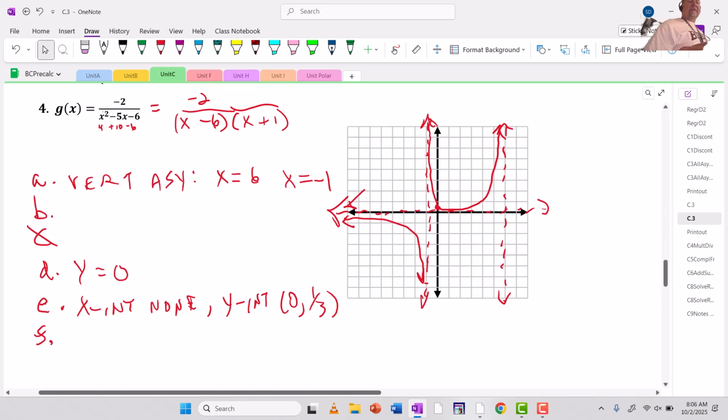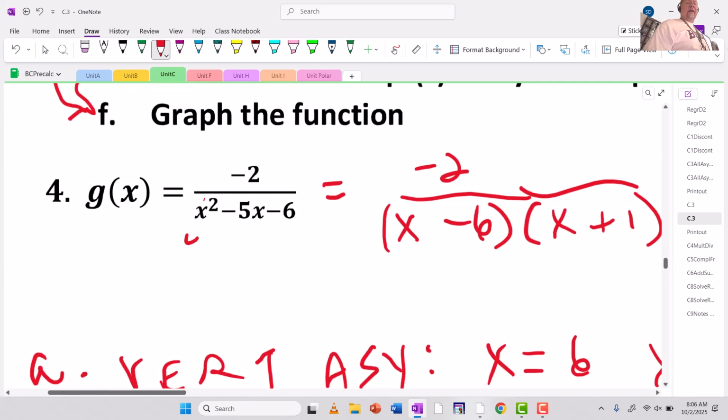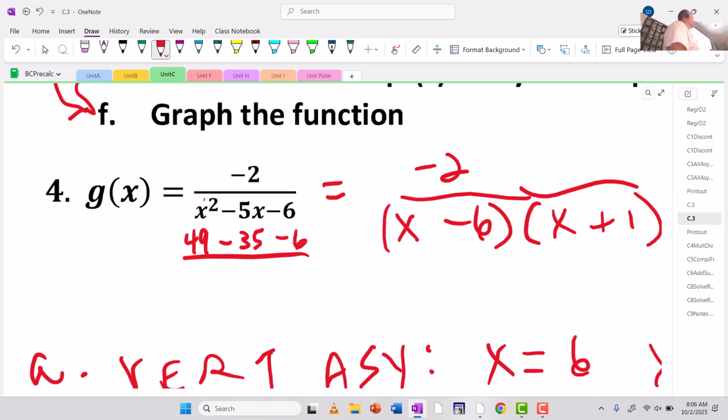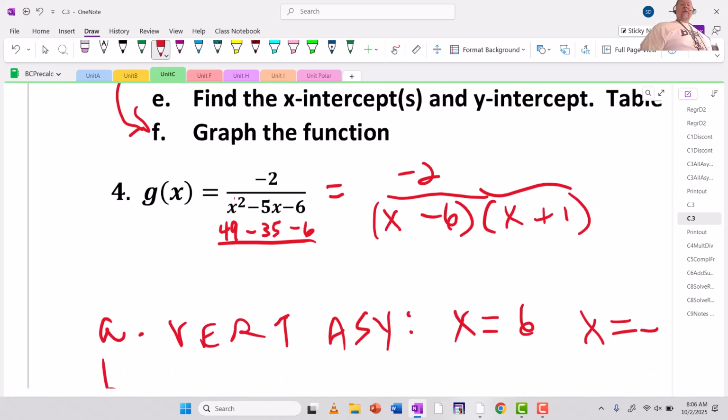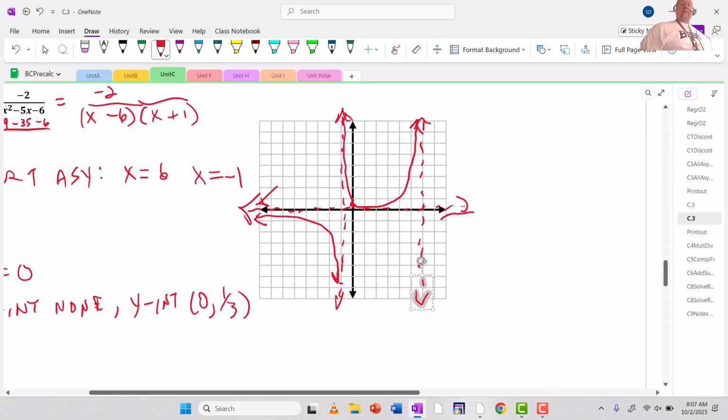All right, so let's plug in a 7. It's going to be big. Well, not too bad. 7 plugged in is 7 squared is 49, minus 35. 7 times 5 minus 6. What kind of number is this? But what's a negative over a positive again? Negative.